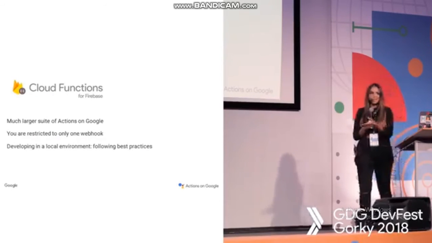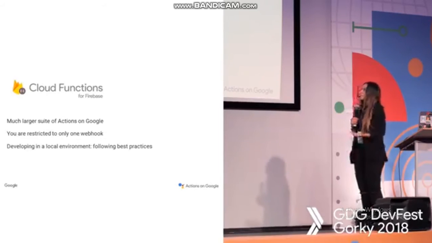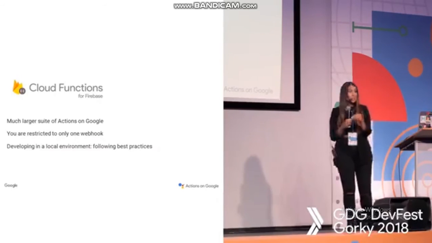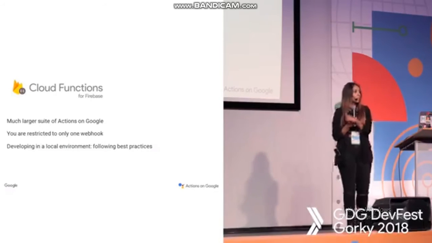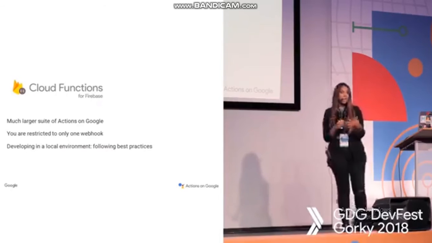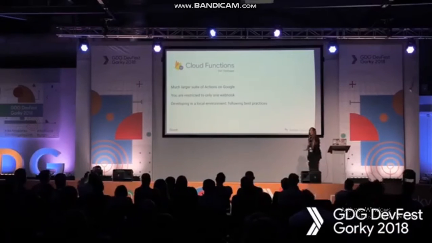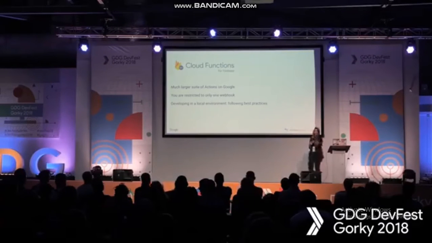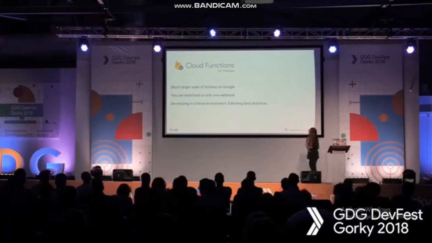So why are we using cloud functions and why are we creating our own webhook and not just using our internal tools? First of all, we can combine all the features that we already have with Firebase with actions on Google. So in my case, first, I've been a Firebase developer, and then I've been using actions on Google. So if you've already been using Firebase, you just have to learn a few things about actions on Google and just mix both of them.